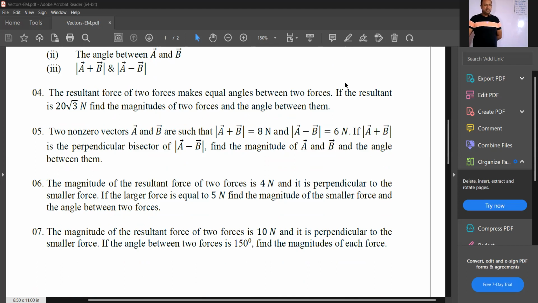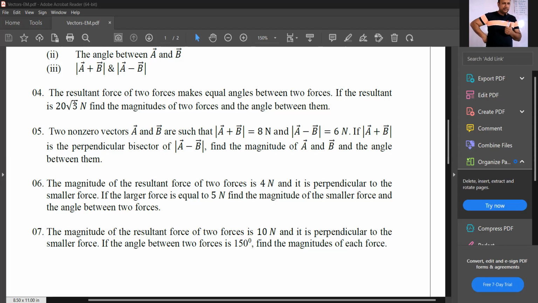Fourth one. The resultant force of two forces makes equal angles between the two forces. If the resultant is 20 times root 3, find the magnitude. So what kind of parallelogram is this? So there's a small issue: do they mean the subtraction vector, like the resultant one? I mean equal angles between every two vectors.